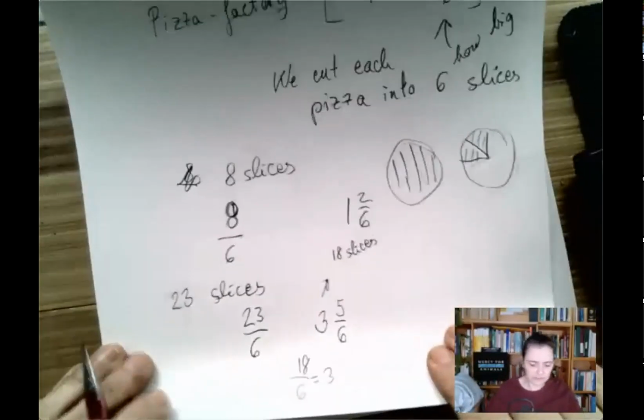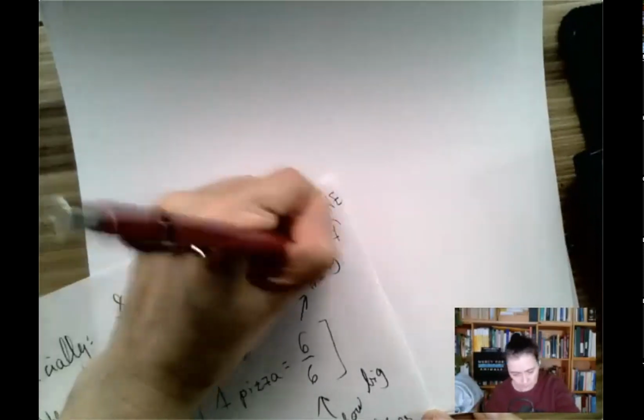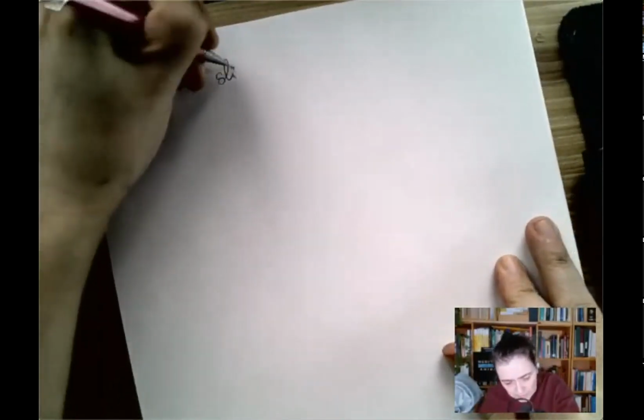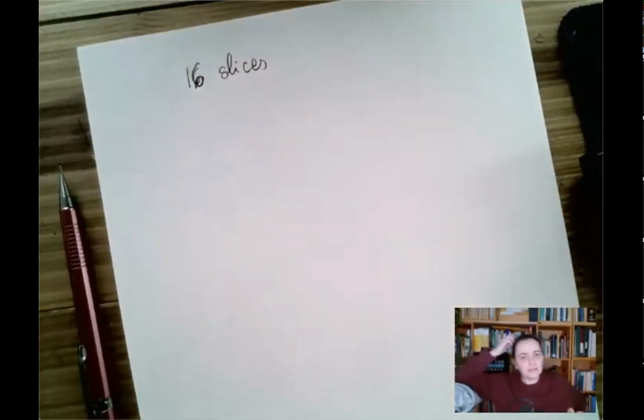Let's do 1 more. 16 slices. Give me an improper fraction and an equivalent mixed number.